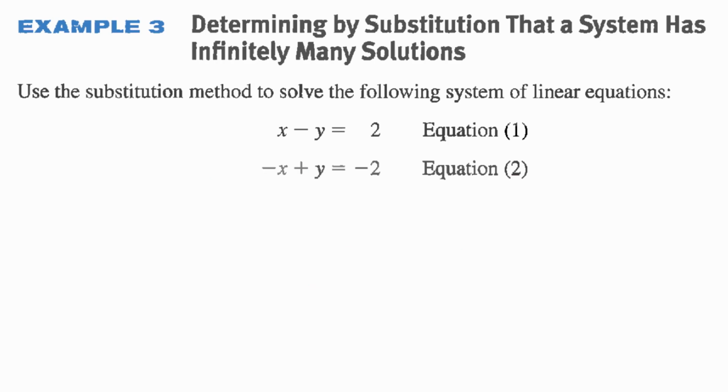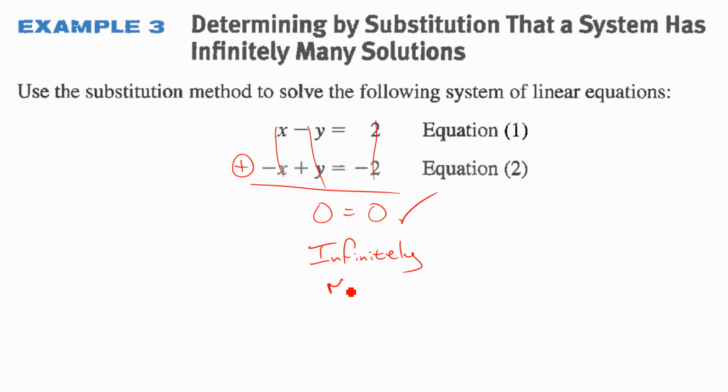All right, infinitely many as well. This one is ready to go for elimination. If we add straight down, that'll cancel and that'll cancel. We got 0 equals, and that cancels also. 0 equals 0. That is always true. So we have infinitely many solutions.